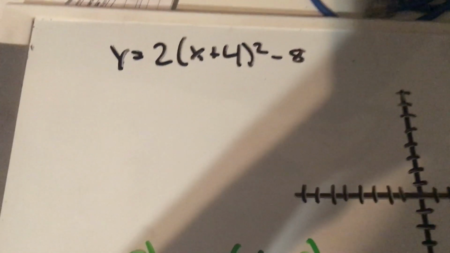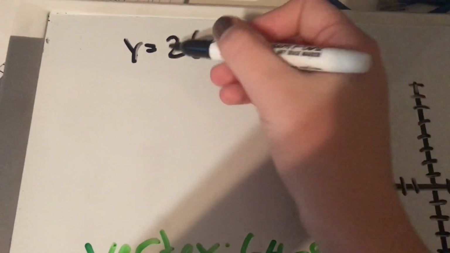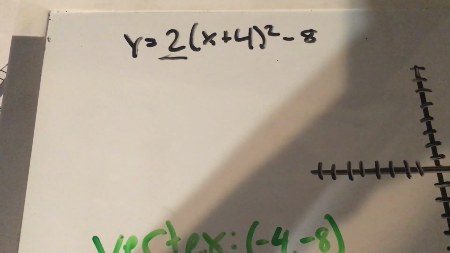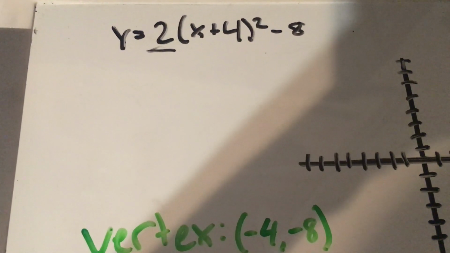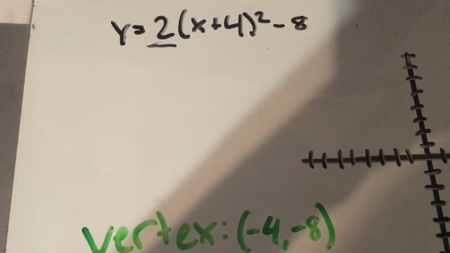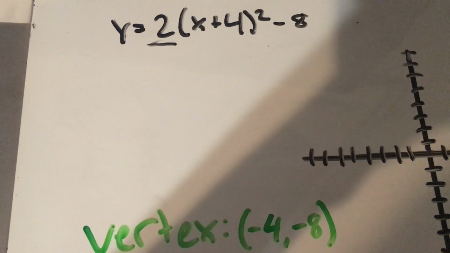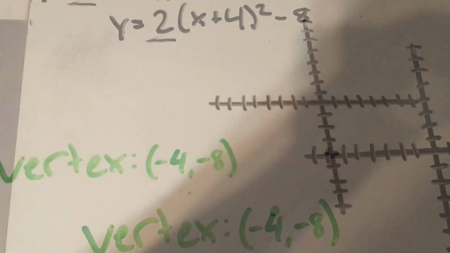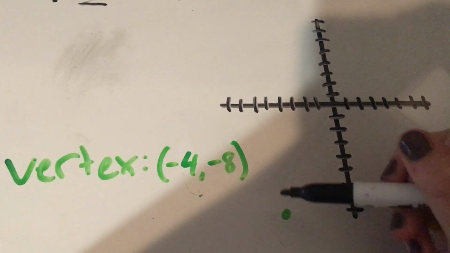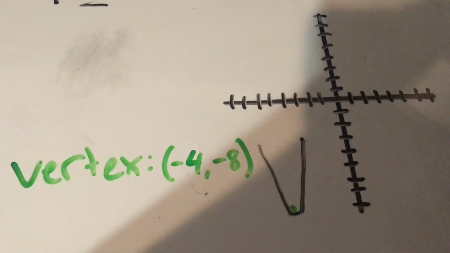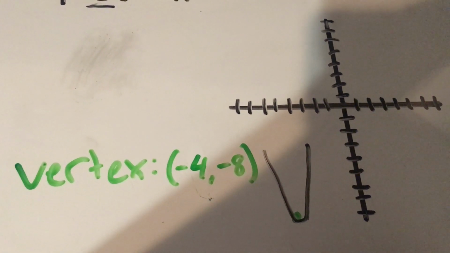Now the cool thing about vertex form is it shows us more than just the vertex. We know that the a of the equation, which in this case is 2, is going to show us the stretch value. And if the stretch value is greater than 0, our parabola is going to open up, and if it's less than 0, it's going to open down. So now we can draw the parabola opening up, and this is not exact, it's just roughly what it would look like if it was on a graph.